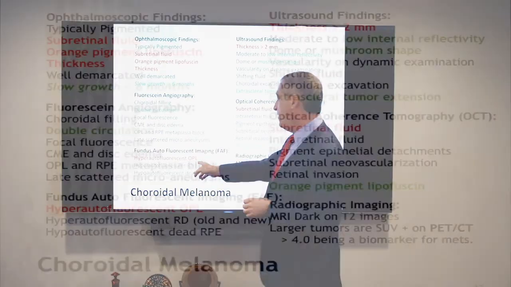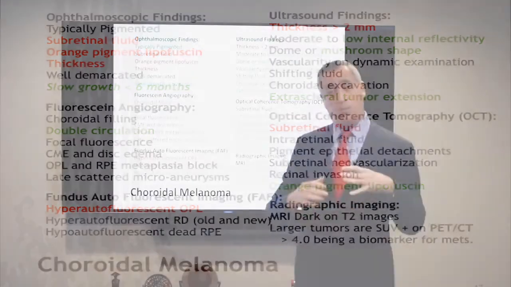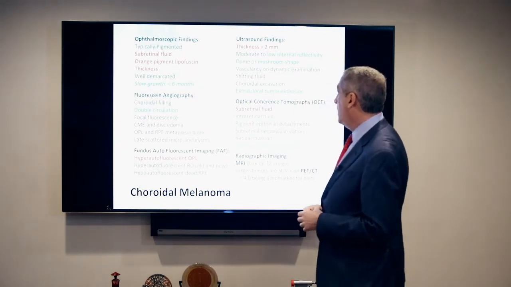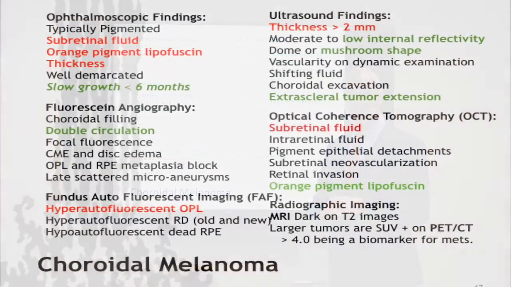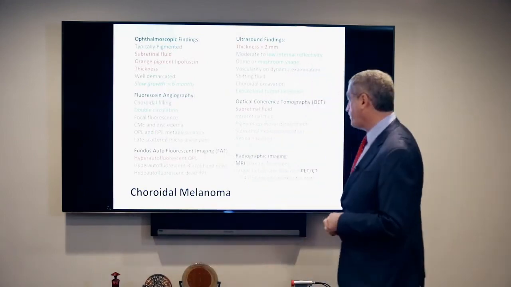The presence of orange pigment that is hyperautofluorescent on fundus autofluorescent imaging is really important, because it allows us to see smaller amounts of orange pigment than we would by just looking in. Thickness is important. Statistically, if a tumor is more than 2 millimeters thick, it's less likely to be benign. And its internal reflectivity and shape are all important, but not as important as those three.